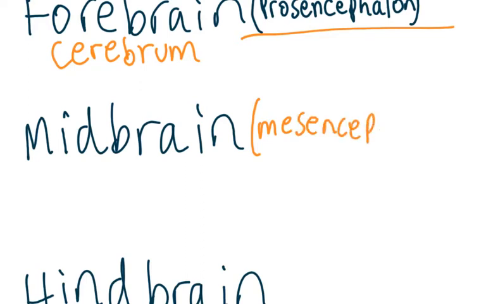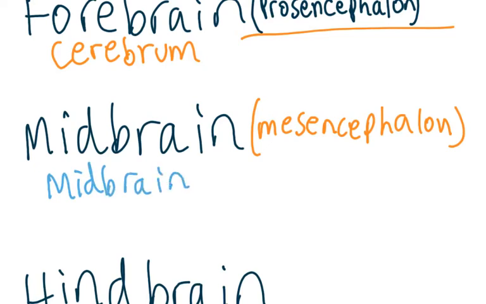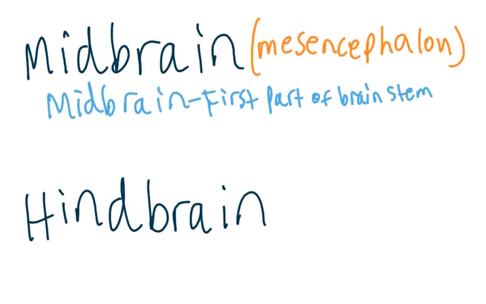Now the midbrain is going to be called the mesencephalon in the embryo, and the midbrain is going to develop into the midbrain. The midbrain is an actual structure of the brainstem. That's the first part of the brainstem. So let me write that down. It's the first part of the brainstem, and it's going to be called the mesencephalon. Sorry about these random dots that are appearing here. Brainstem.